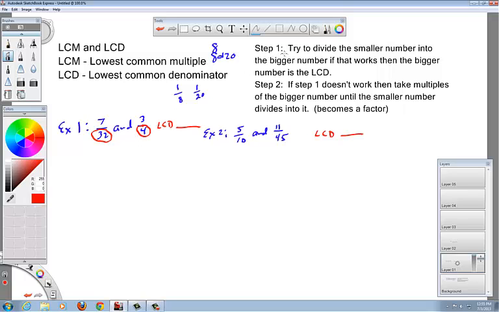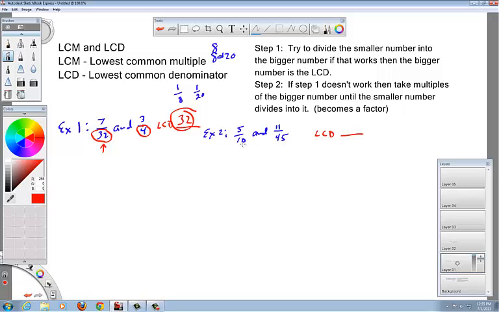So I have step 1. Try to divide the smaller number into the bigger number. If that works, then the bigger number is the LCD. Pretty simple. So you try the bigger number, 32. If the smaller number divides into it, you're done. And in this case, we're done. 4 goes into 32, so 32 is the smallest number 32 and 4 go into. A lot of people get this mixed up with greatest common factor, and that's something completely different. I'm not going to mix that in this video. So 32 would be the LCD.